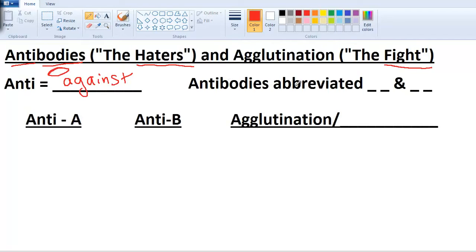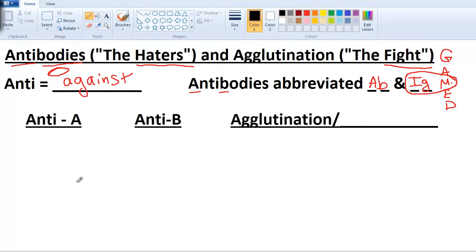There's two ways to abbreviate antibodies. One way is just to take A and B from antibodies. The other way is Ig, immunoglobulins. You can look up the spelling for that one. There are 5 Igs. You can remember them with the acronym GAMED: G, A, M, E, and D. And antibodies for blood antigens are actually IgMs.